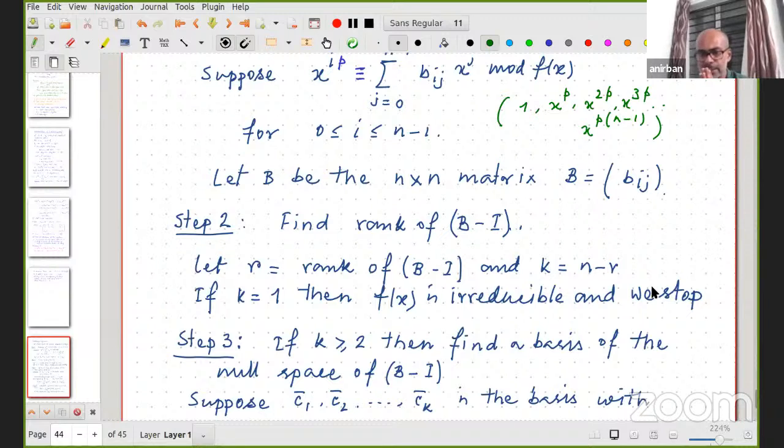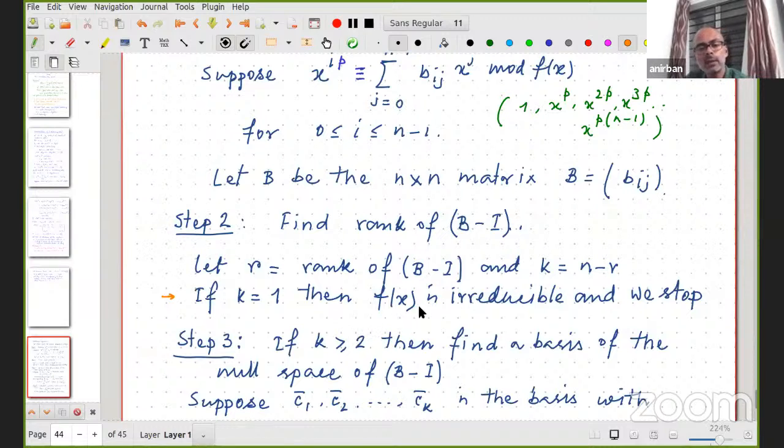So it's not actually necessary. Just looking at the null space will do, but you can as well do this. Just find the rank of this so that we know how many irreducible factors f has. That's very interesting. Suppose r is the rank, and then write k as n minus r. Just remember what we did in the theory, that k is the number of irreducible factors. So that is the step of the algorithm.